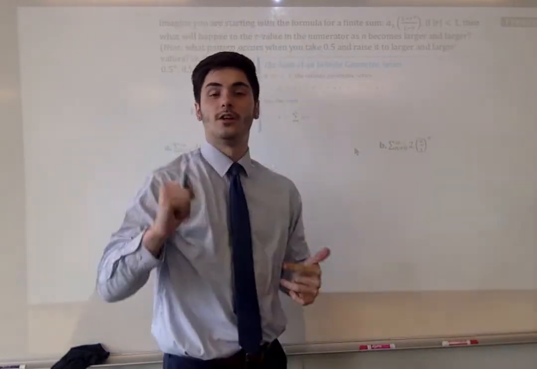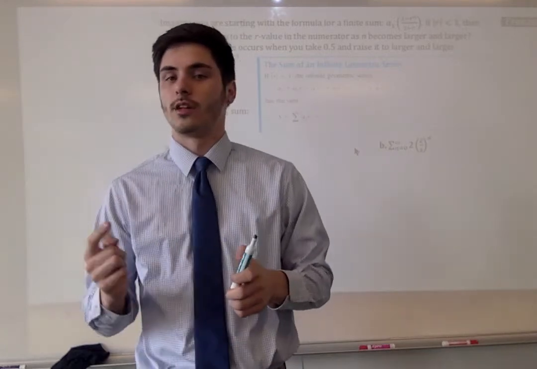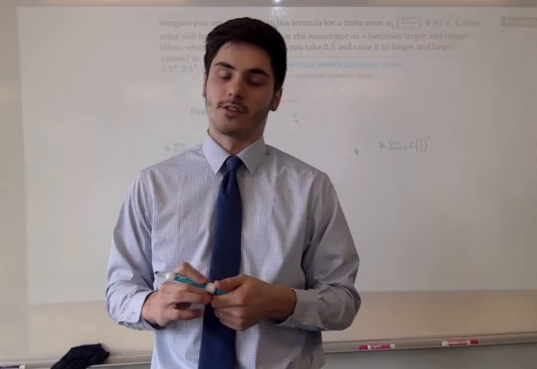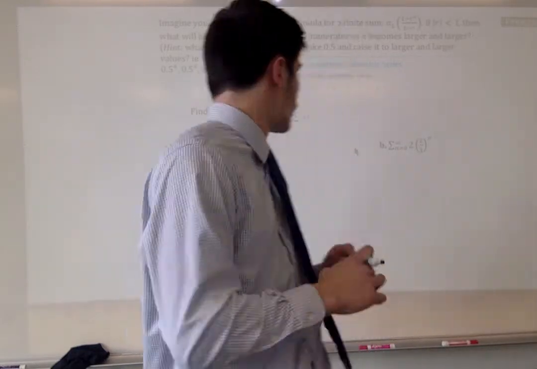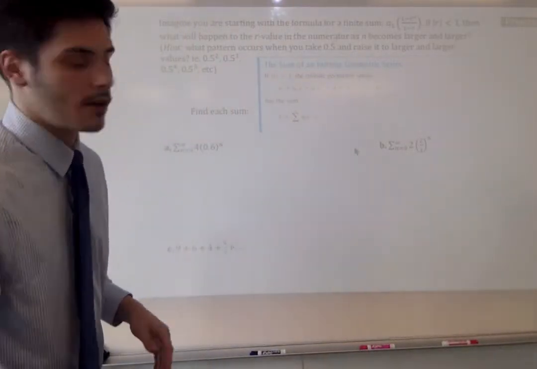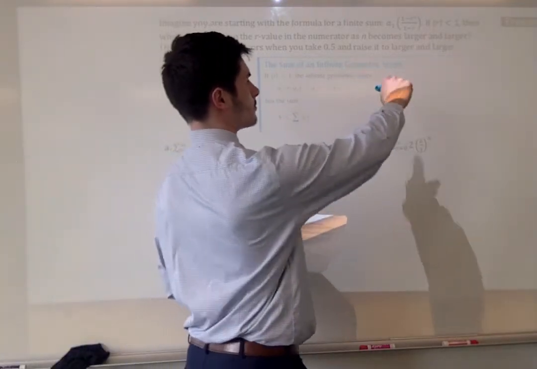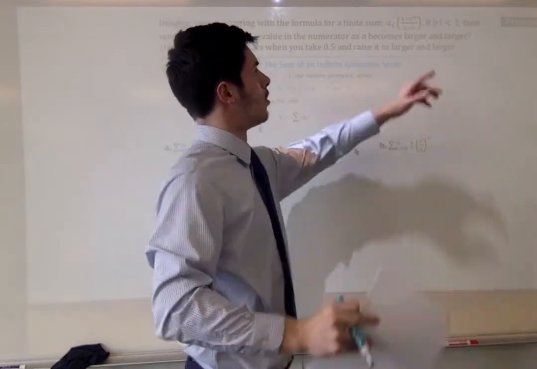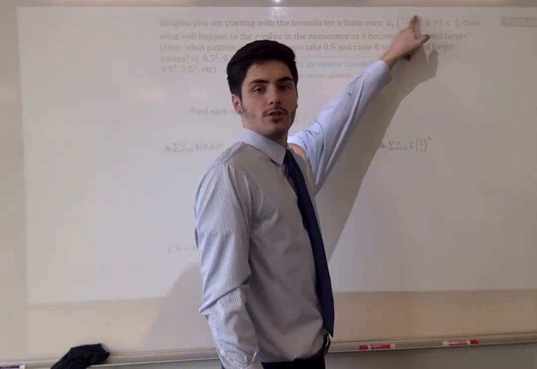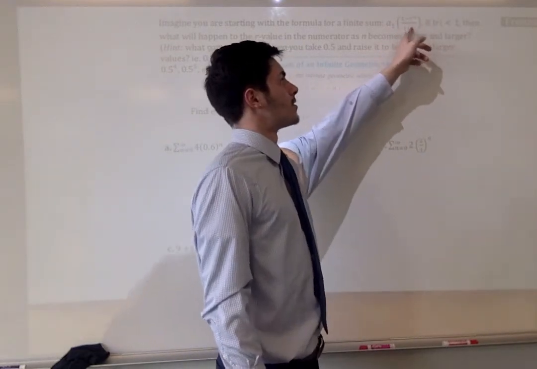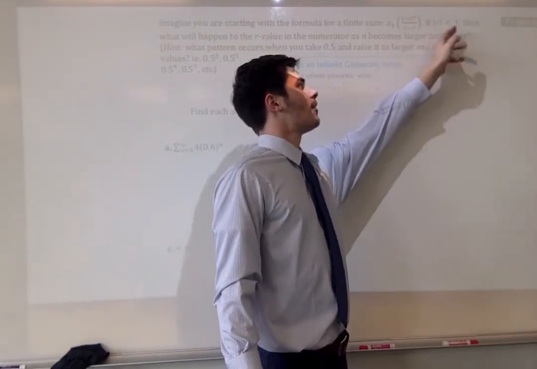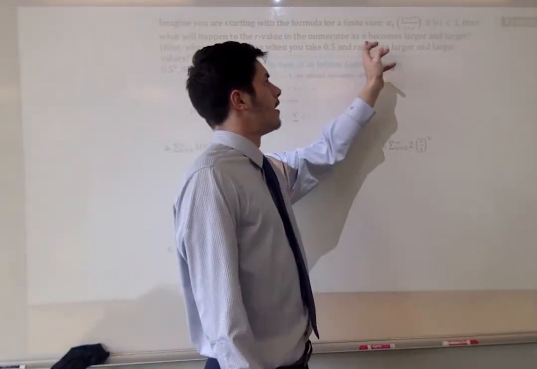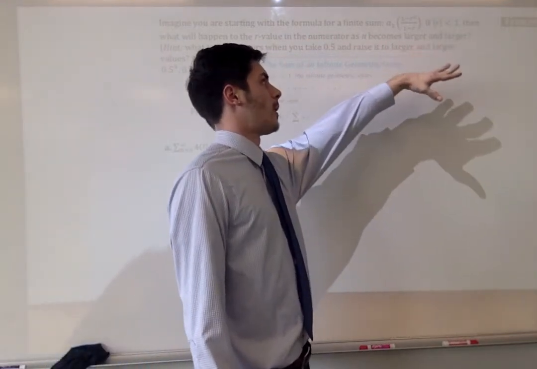However, if a geometric sequence has a ratio of less than 1, then we are able to find a sum. And we can see this from that formula that we just had right here as well. So if we have our initial term times 1 minus the common ratio to the nth over 1 minus the common ratio, if r is less than 1, then what will happen to the r value in the numerator as n becomes larger and larger?